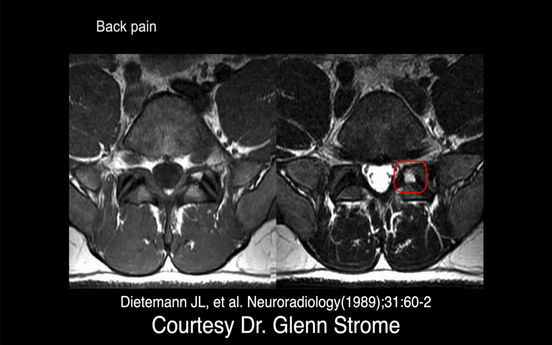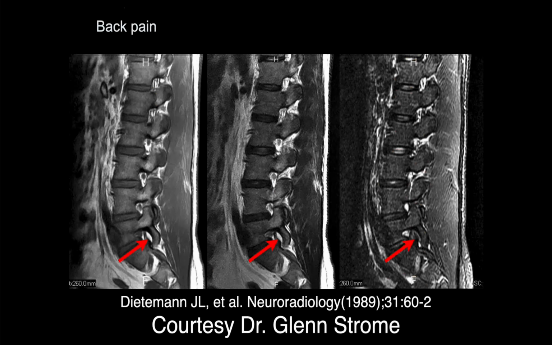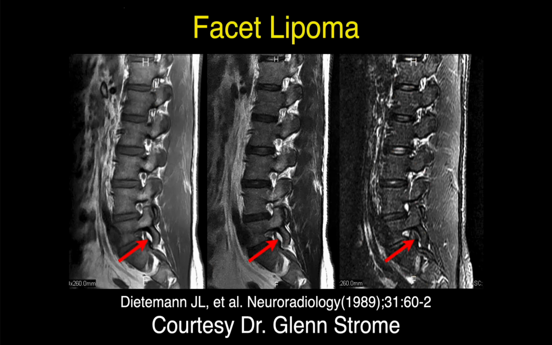And there's just the next cut over. And you can see here's that area on the sagittal T1, T2, and this is STIR. So it suppresses with the STIR, so it is fat. And this is a facet lipoma. Okay.